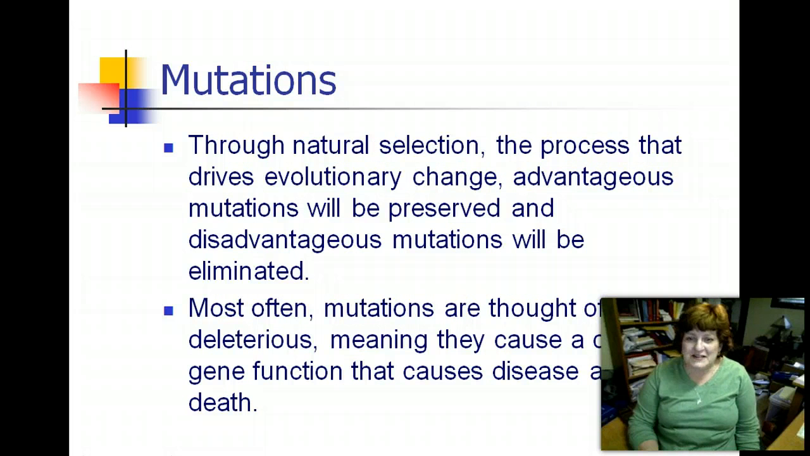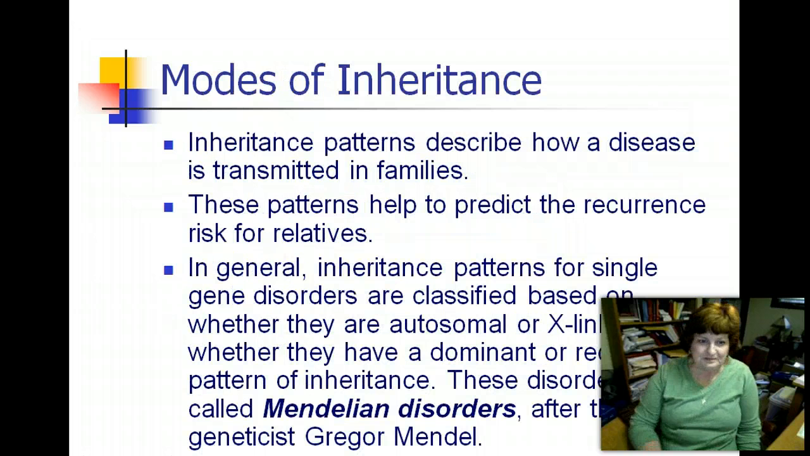Through natural selection, the process that drives evolutionary change, mutations that are advantageous for an organism, specifically a population of organisms, are favored. Because this is done over the long term, it's not to the benefit of the individual. But those that are disadvantageous or harmful should be eliminated. Most often, they're thought of as deleterious, meaning they cause a change in the gene function that causes disease or death or some disability in the organism itself.